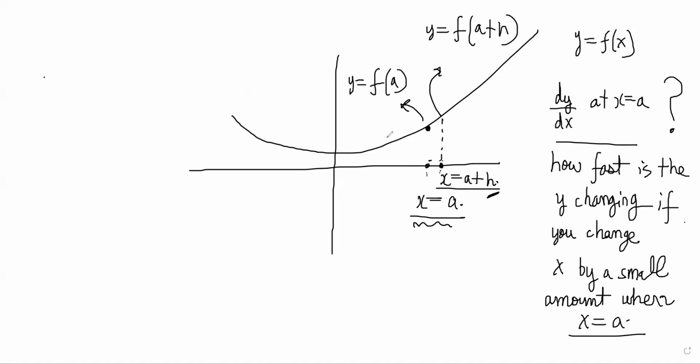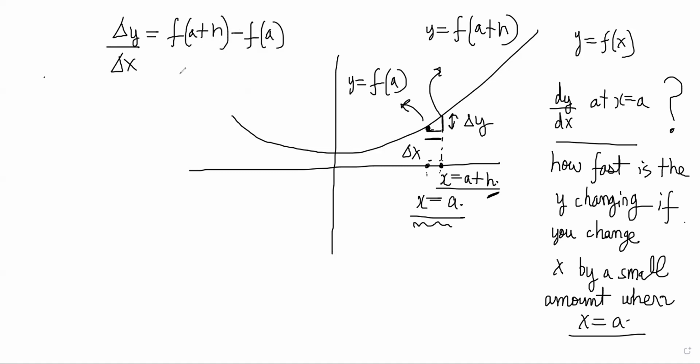Yes, sir. What we have to do is find the difference in the values in y, the delta y, right? And divide it by the difference in values in x, right? Yes, sir. If you calculate delta y by delta x, delta means a change in y. What is the change in y? It is f of a plus h minus f of a, right? What is the change in x? X was changed from a to a plus h, right?